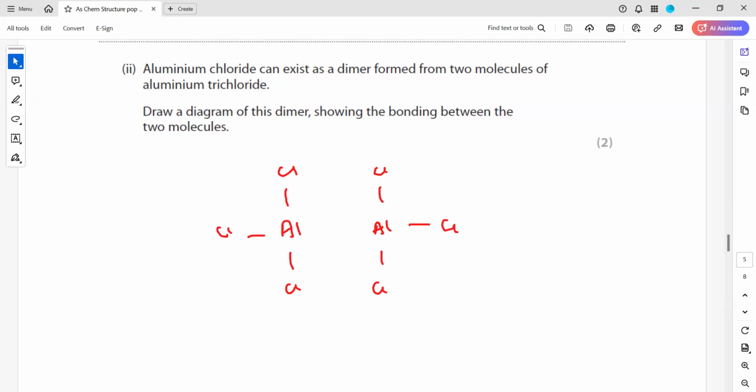Now what happened? There will be a dative bond. So for the dative bond, the lone pair of the chlorine is transferred or shared with aluminum. And the lone pair of another chlorine is also transferred or shared with aluminum. So you can also draw a dative bond in this manner. That's also fine. No need to make a circle.